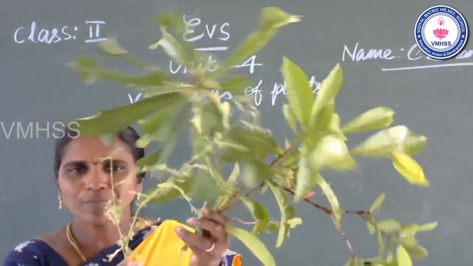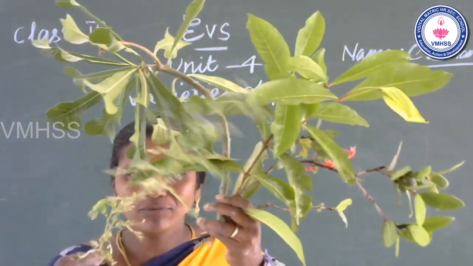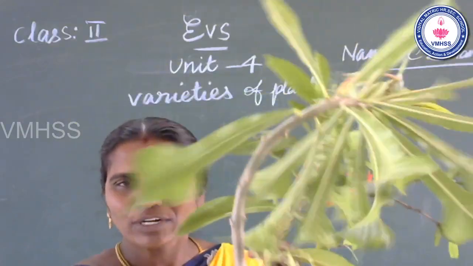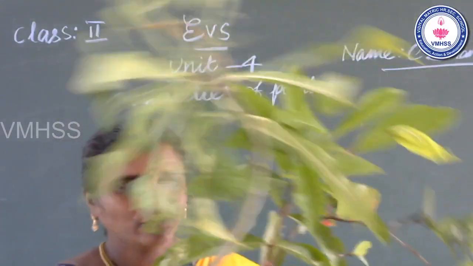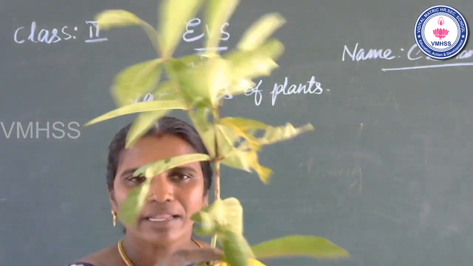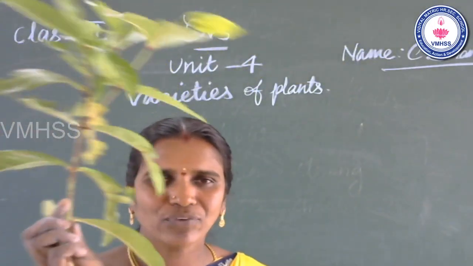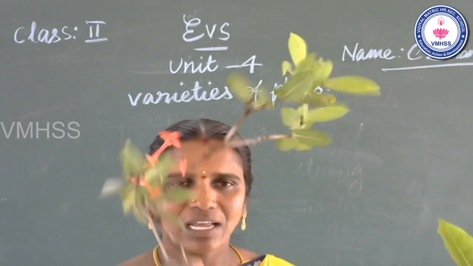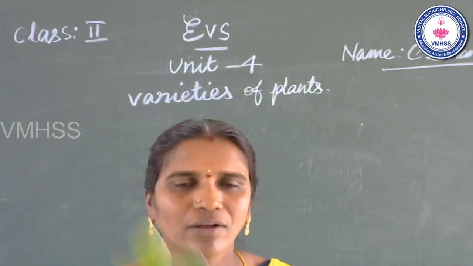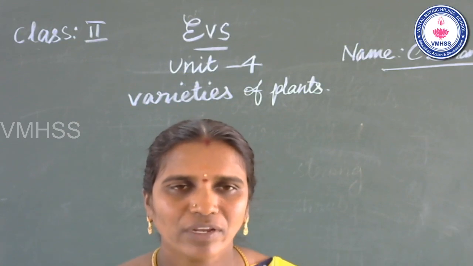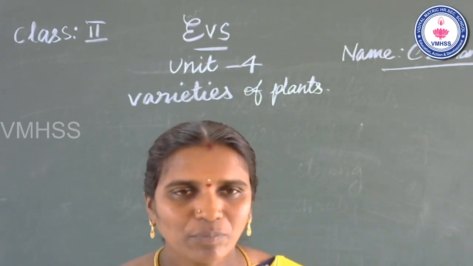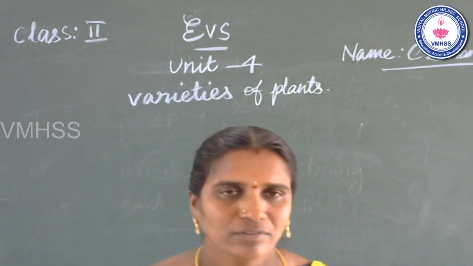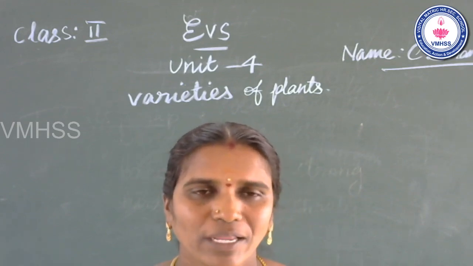Dear children, listen. We have different types of plants. This is one kind of plant. This is another kind of plant. They have different stems and different size leaves. So we understand all the plants are not the same. They vary from each other. Okay?